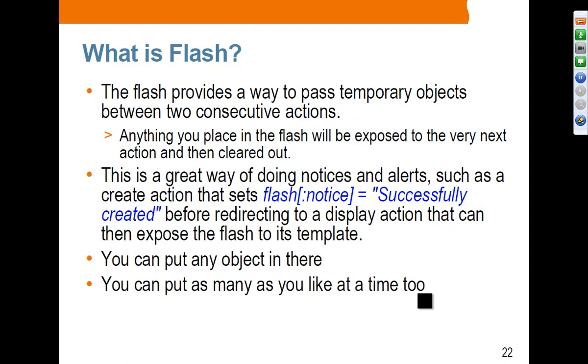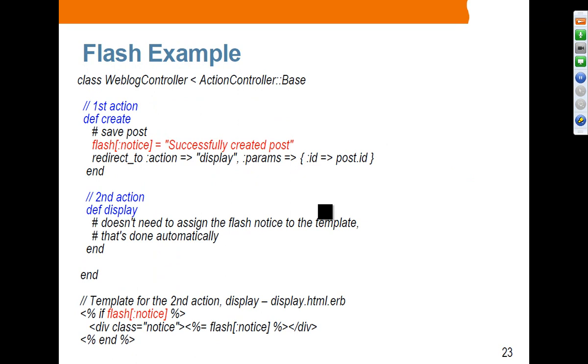To use flash, you can just use the flash object, like flash notice, and specify whatever value, and this flash notice can then be used in a view. You can place any object in there, and as many as you like at a time. You can think of flash like a hash map. Typically you use flash for redirection, which is how a typical web application uses it. So this is a flash example.